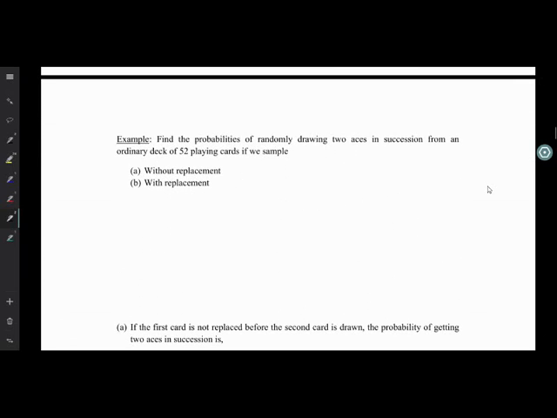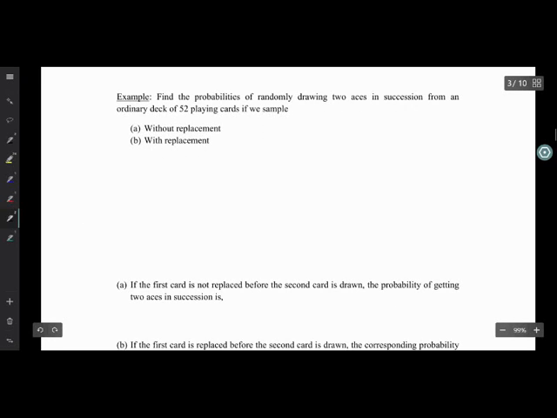Here's another example. Find the probability of randomly drawing two aces in succession from an ordinary deck of 52 playing cards. I am sure that you are familiar with playing cards. There are 52 playing cards in a standard deck. You know that there are 26 red cards, 26 black cards, and there are 4 suits: spades, clubs, hearts, and diamonds. Now in this question, we are looking at selecting an ace.